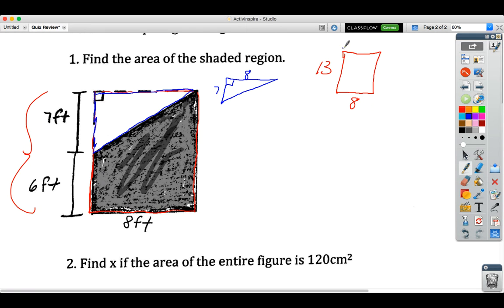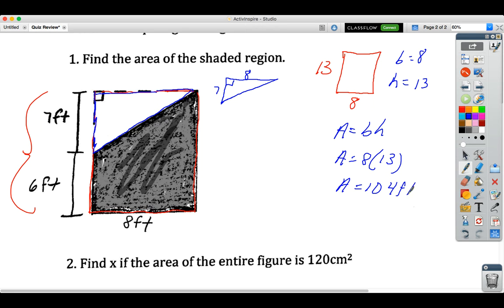So now, if I want to solve for the area of this entire red rectangle, I can then just say that my area is equal to base times height. My base I can say is 8. My height I can say is equal to 13. And now I would just say area is equal to 8 times 13, or my area is equal to 104 feet squared. Now remember, that's in this entire rectangle.